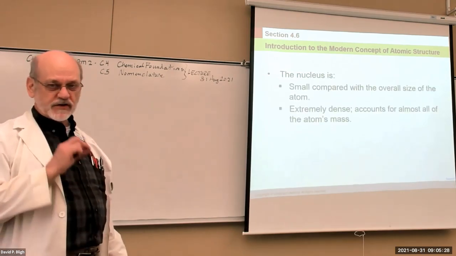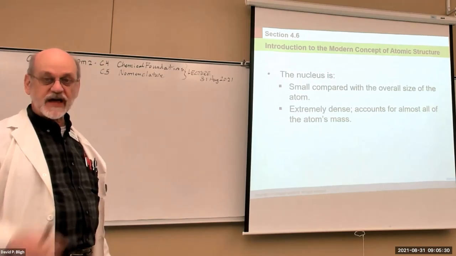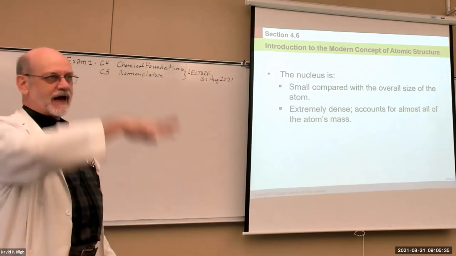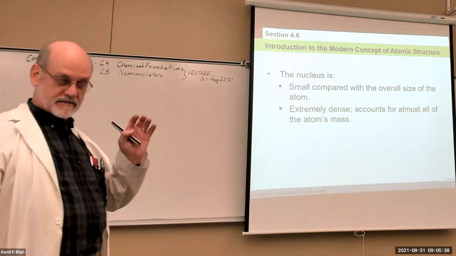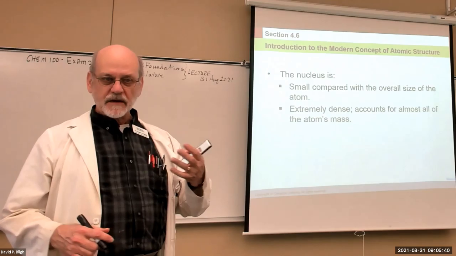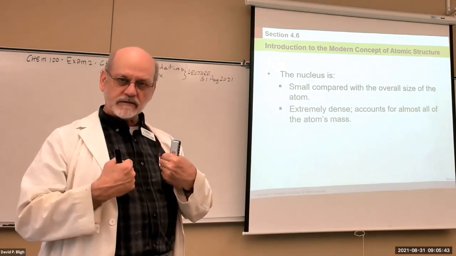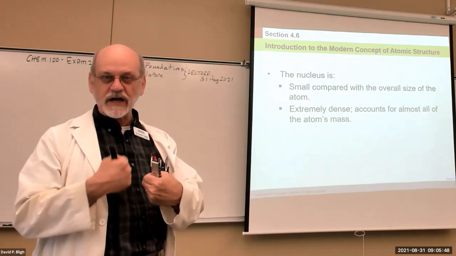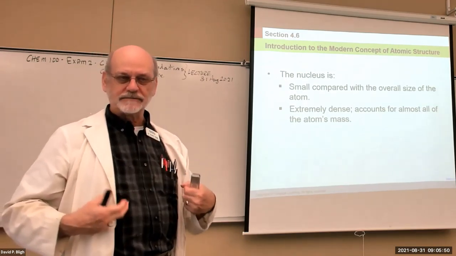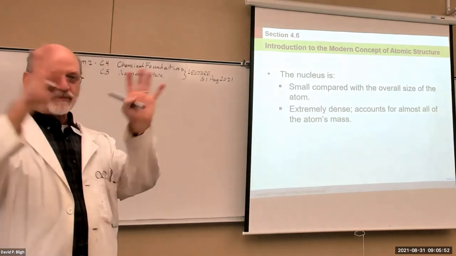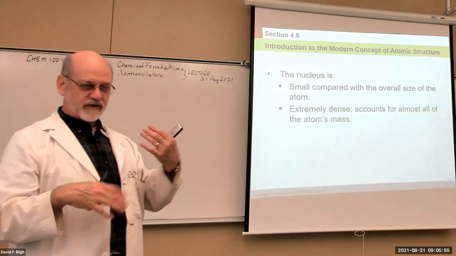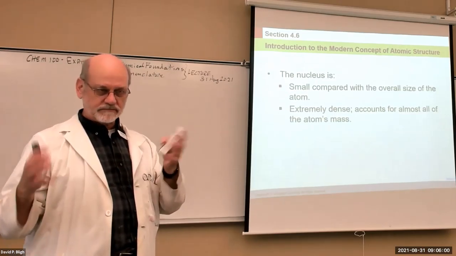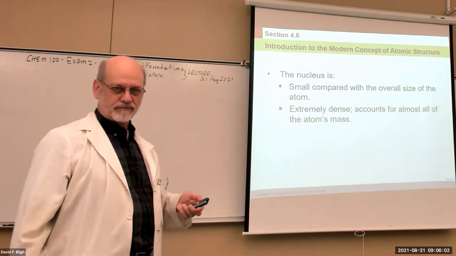The nucleus is extremely small compared to the size of the atom. Most of the space is taken up by electrons, somewhere out here. And when you consider chemical reactions, when two atoms come together to react, what do they see first? They see electrons. Their electrons interact first. So all that space out there is occupied by electrons at various energy levels, and they interact in ways that we're going to discuss as time progresses.